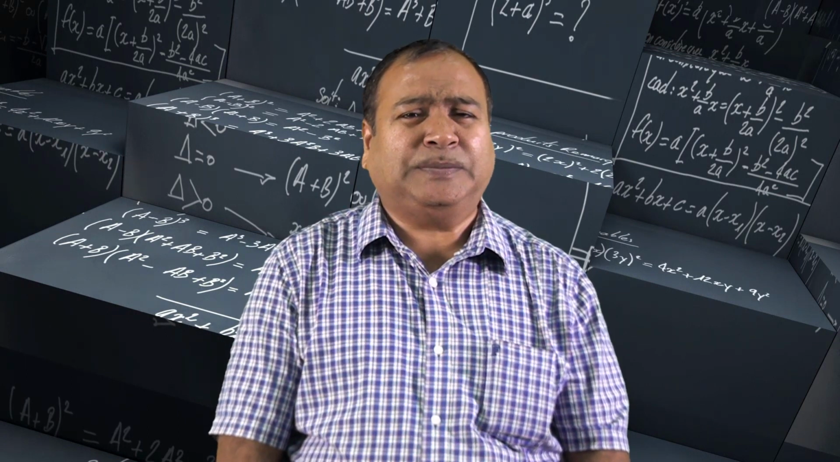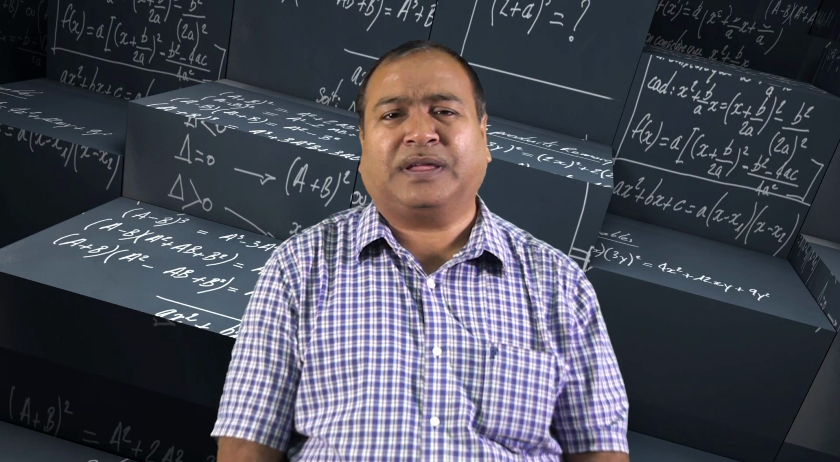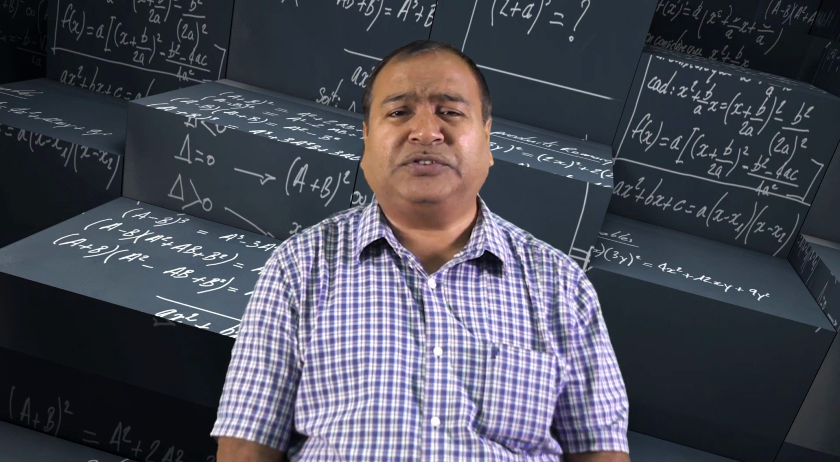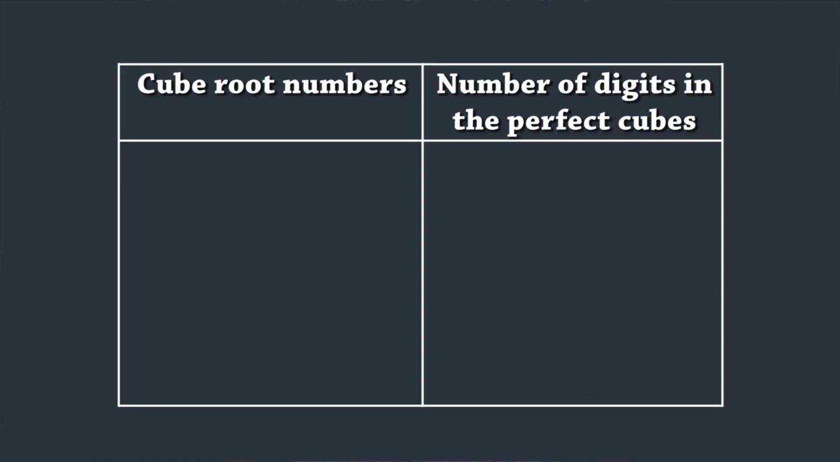The following table gives an interesting fact about the number of digits in a perfect cube number whose cube roots are from 1 to 100. Let us observe the table. In the first column, we have cube root numbers. In the second column, we have number of digits in the perfect cubes. 1 and 2 contain 1 digit. 3 and 4 contain 2 digits.